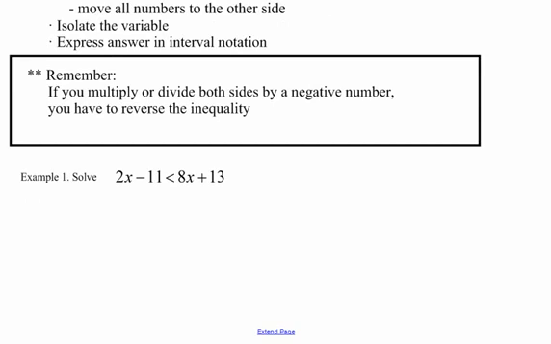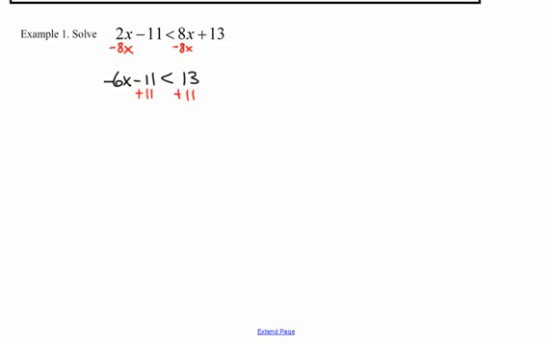So here's an example of a linear inequality, because it's degree 1. We're going to get all the x's on one side and all the constants on the other. It doesn't matter how we move it. I'm going to bring the x's to the left, so subtract 8x from both sides. Minus 6x minus 11 is less than 13, and then add 11 to the other side. So we have negative 6x is less than 24.